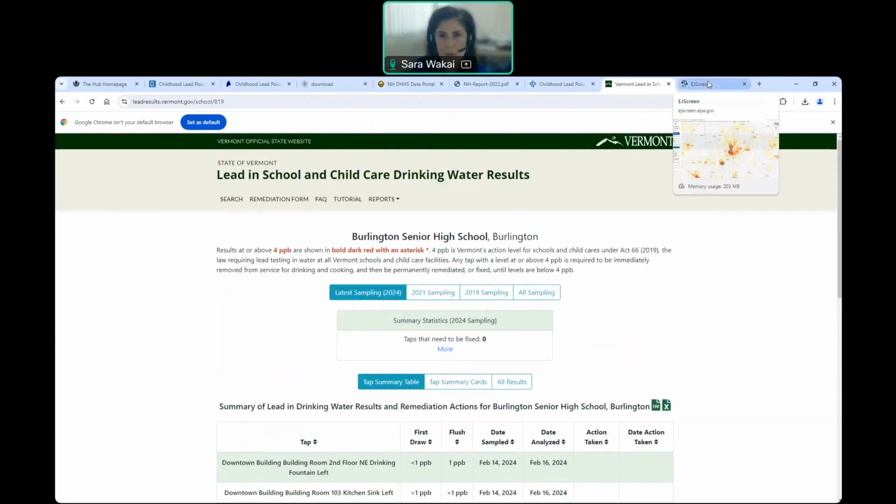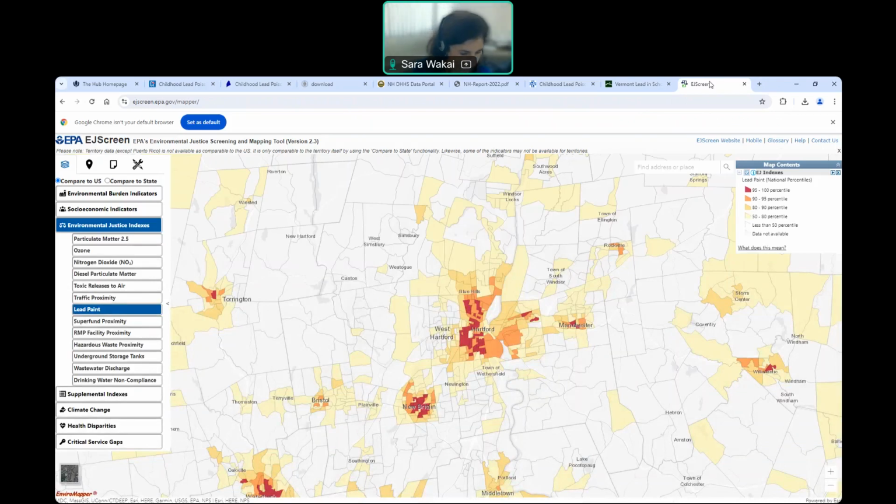And then I know you're already familiar with the EJ screens, but I just wanted to show it to you because it's another source for lead exposure. In the EJ screens, lead exposure is measured using a proxy of lead paint, which is based on the percentage of housing units built before 1960. The lead paint supplemental index, which you would find here, combines lead paint with 5 demographic factors: percent low income, percent persons with disabilities, percent limited English speaking, percent less than high school education, and low life expectancies.